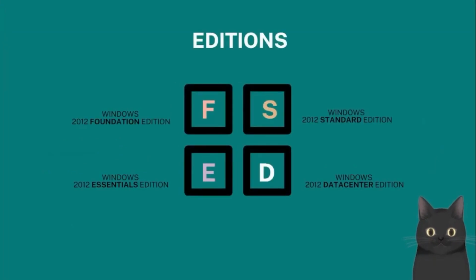So we have 4 editions of Windows Server 2012 and Windows Server 2012 R2. We have Foundation Edition, Essentials Edition, Standard Edition, and Data Center Edition.